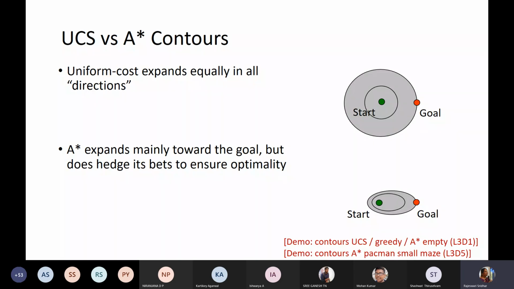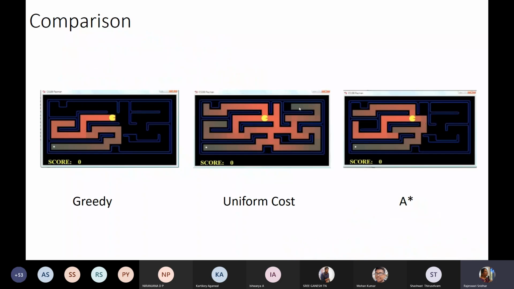UCS versus A star contours: uniform cost expands equally in all directions. A star expands mainly towards the goal but does hedge its bet to ensure optimality. Uniform cost search, we have already seen, doesn't know the goal exactly, so it has to check at every point of time whether it has reached the goal state or not. Whereas A star always keeps in mind the goal state and therefore it goes for optimality.